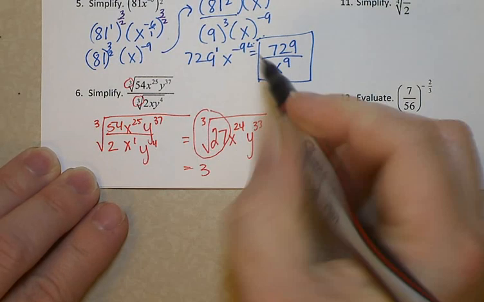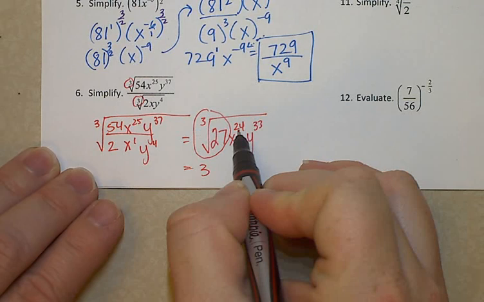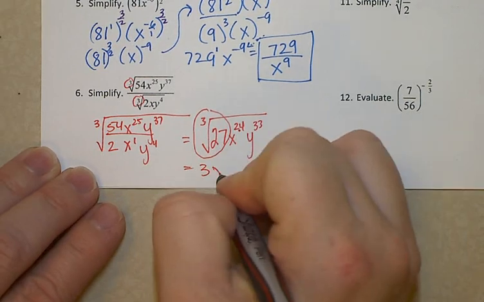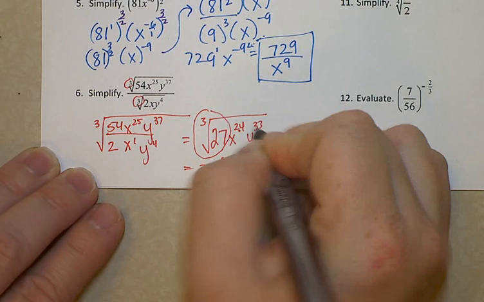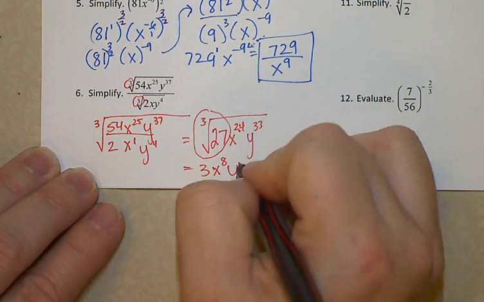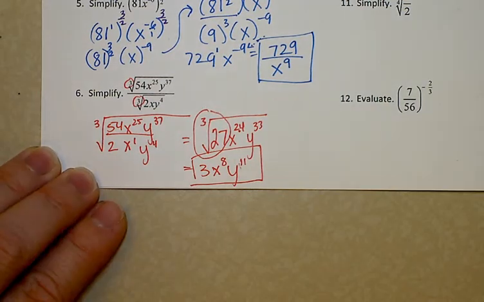Taking care of this portion. Now we're going to take each one of the exponents on the variables and divide by 3. 24 divided by 3 is 8. 33 divided by 3 is 11. There's our simplified answer.